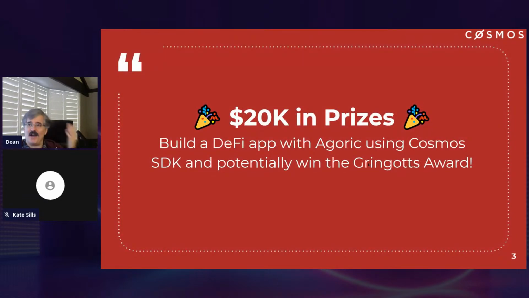Now, this is a hackathon, right, with 20,000 in prizes. The primary value that we can bring to you and the reason to go out to this frontier of technology is the ability to rapidly produce exciting, interesting DeFi applications and take over, using the Agoric SDK and capture that Gringotts Award. We have confirmed that it's on the table for us, and you can use these tools to be able to help get there.